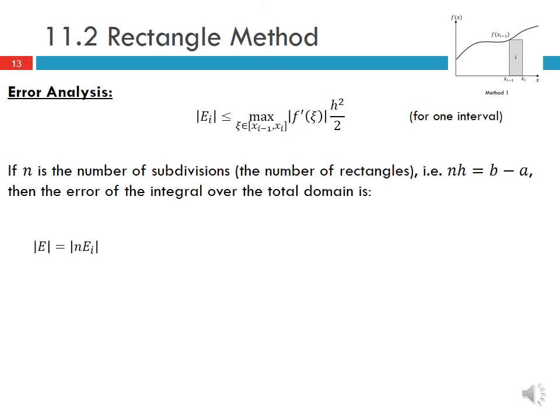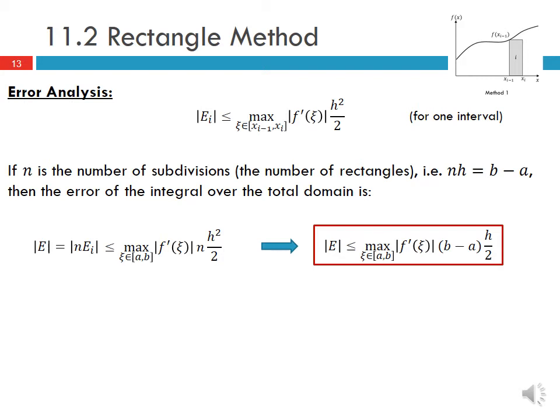Then if n is the number of subdivisions, which is also the number of rectangles, nh is equal to b minus a if our total domain was from a to b. The error over the total domain is the absolute value of E, which is n times E_i. Basically we just add up the errors for all of the intervals. So we can multiply our previous expression by n, and plug in the relationship between n and h in terms of b and a. The total error over the whole domain is the max of f'(c) times (b minus a) times h over 2.